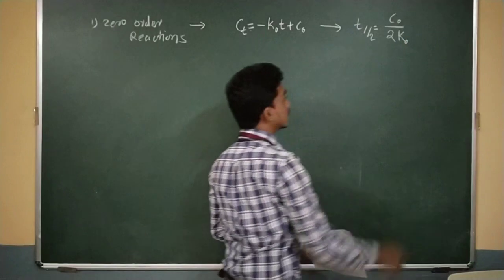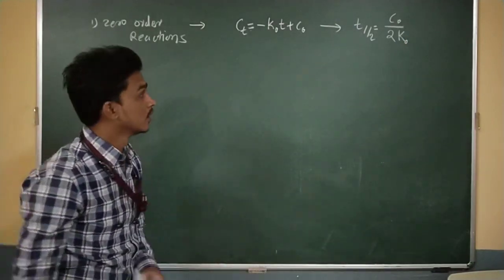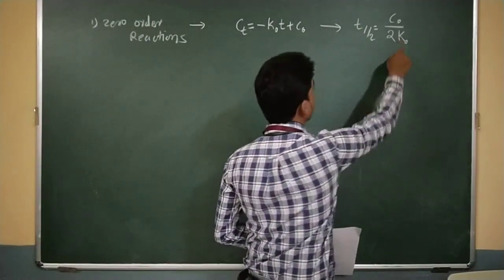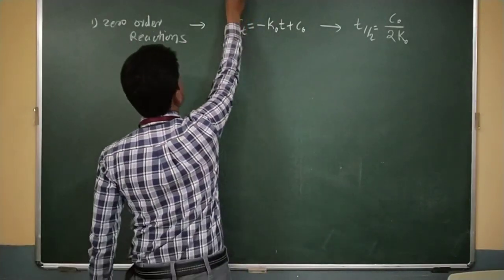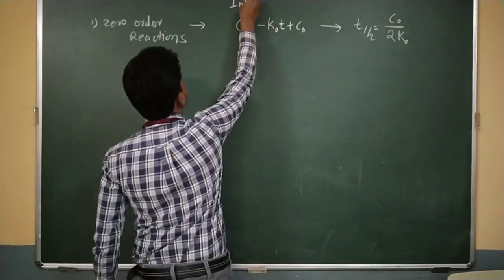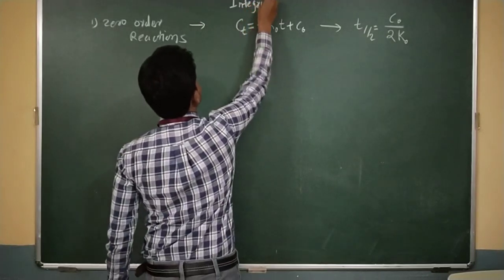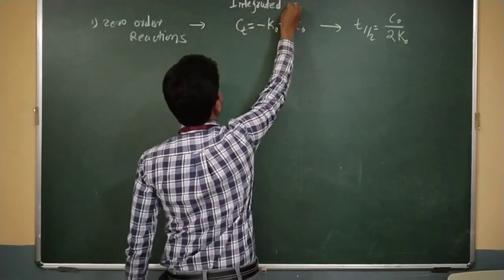K naught, K0 means what? Here K is for zero order reactions. So this is the integrated rate equation.